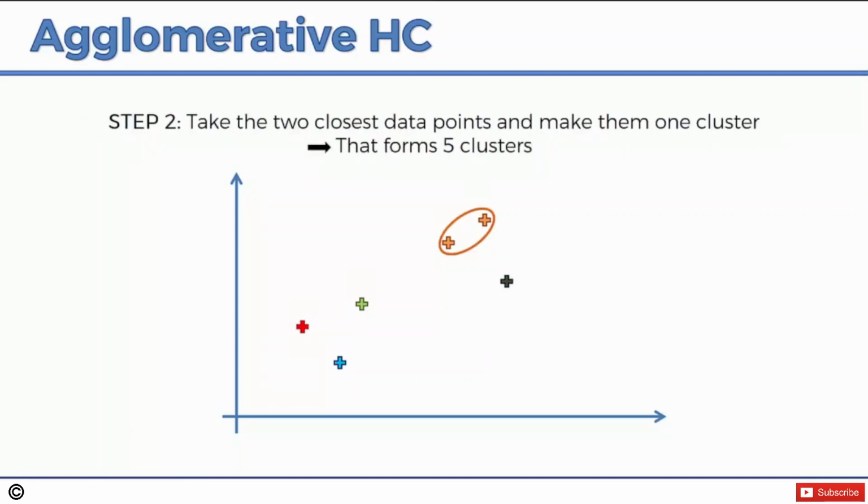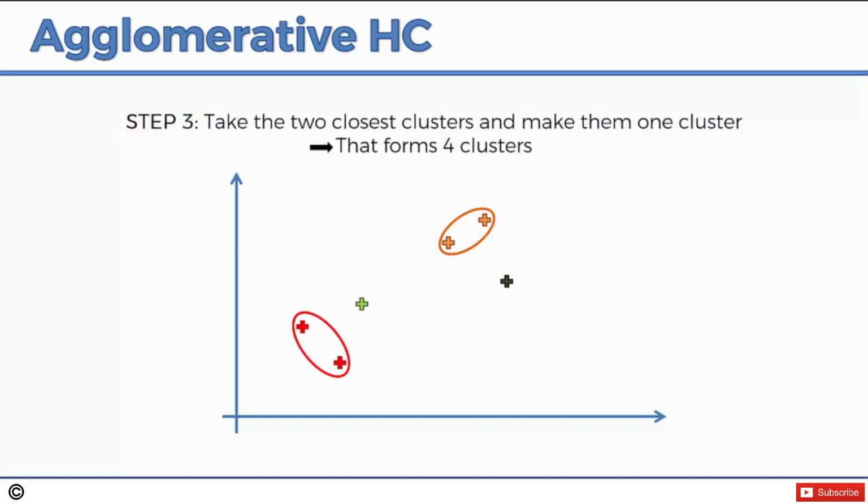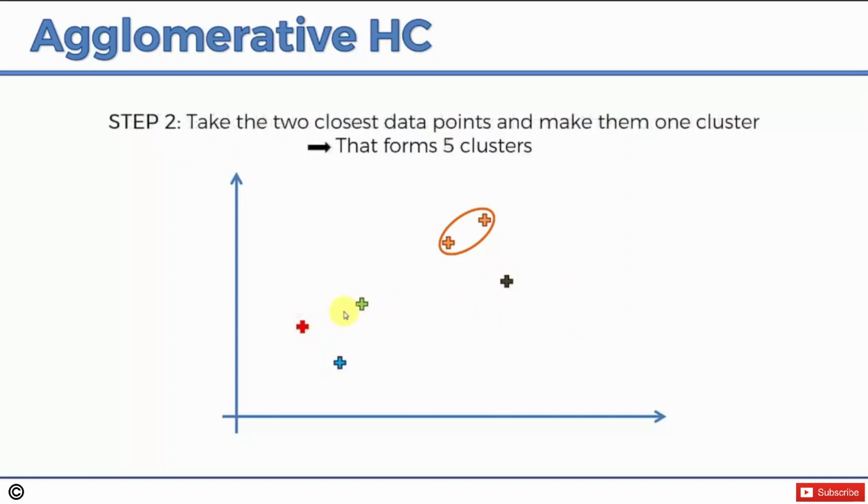Next, take the two closest data points and make them one cluster. We can see that these 2 points are the closest, so we're putting them together in one cluster. Now we have 5 clusters, 1, 2, 3, 4, and these 2 are one cluster. All right, step 3, take the 2 closest clusters out of the ones we had and turn them into one cluster. Remember, each point out of these 4 is a separate cluster, and this is a cluster. So now just measure the distances between clusters.